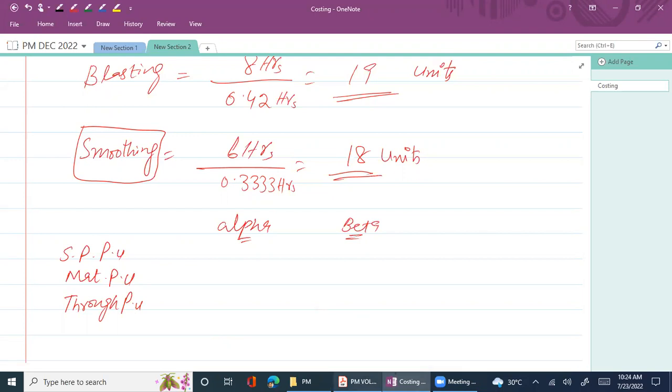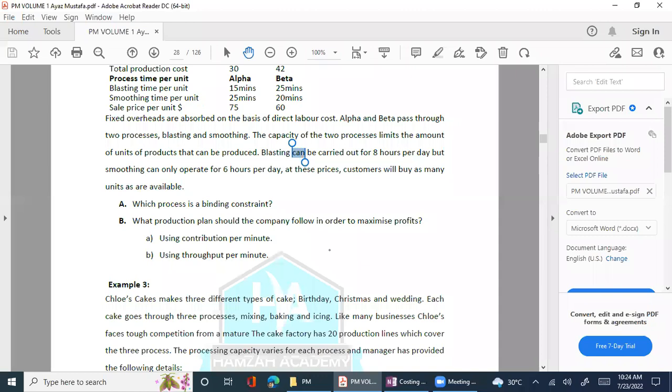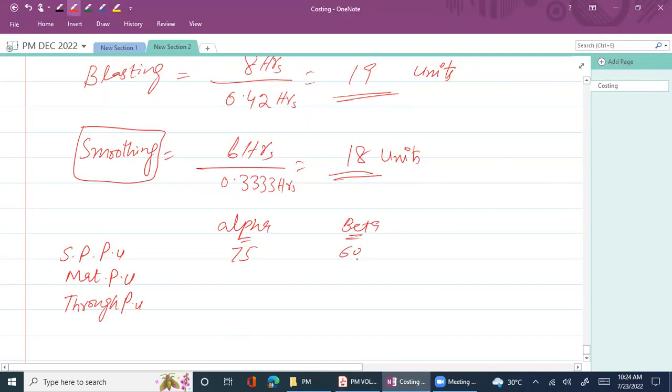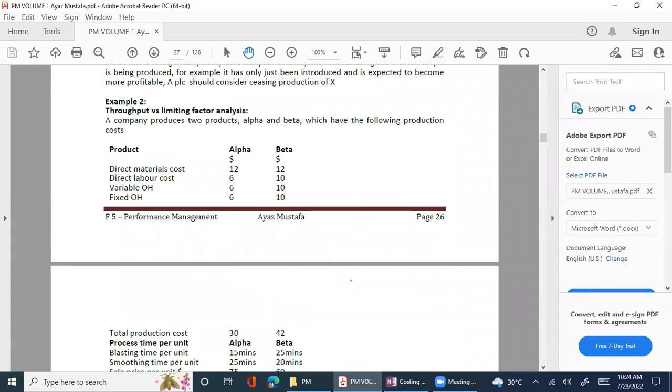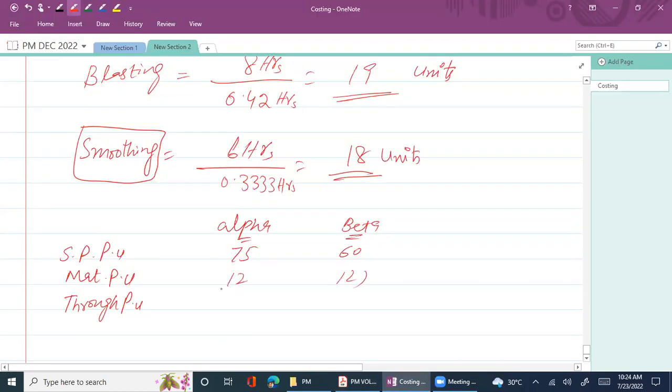The price is 75 and 60, and the material cost is also given, 12 and 12. So what will be the throughput? This will be 63 and this will be 48. So this is throughput per unit.